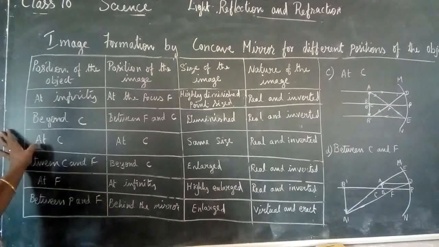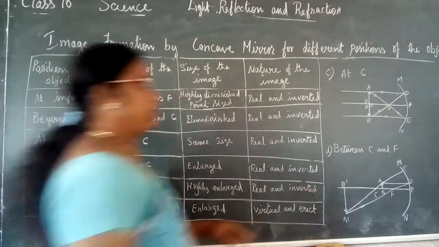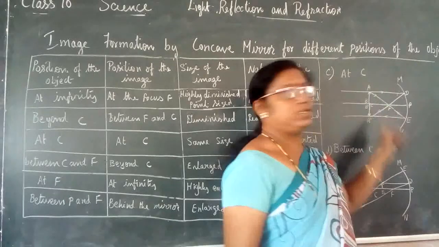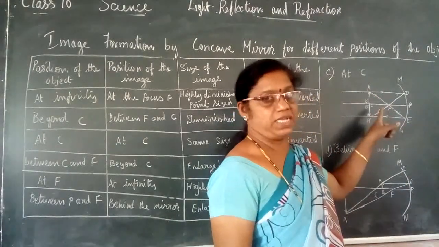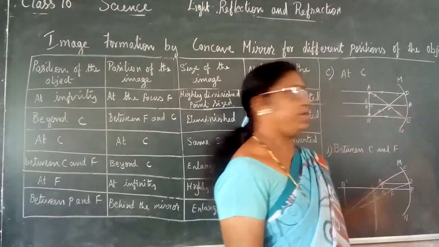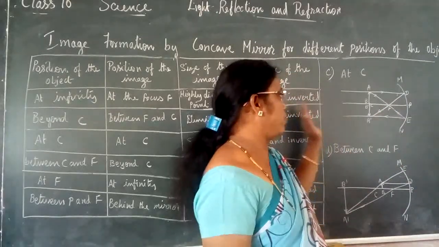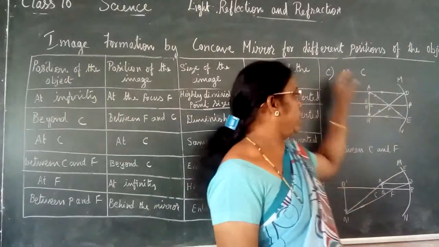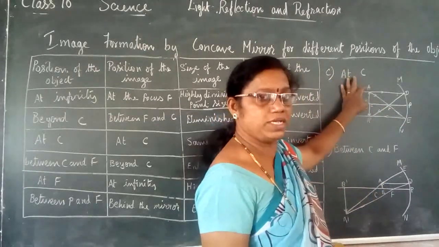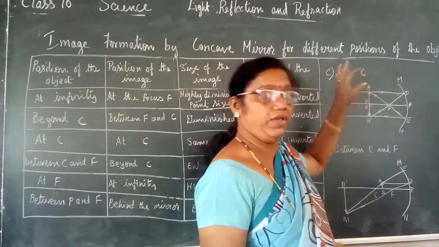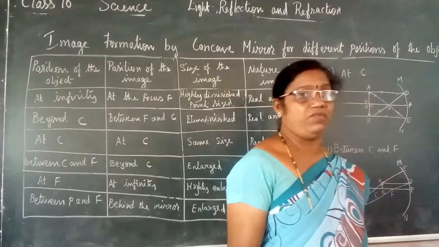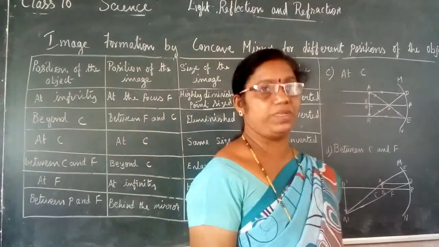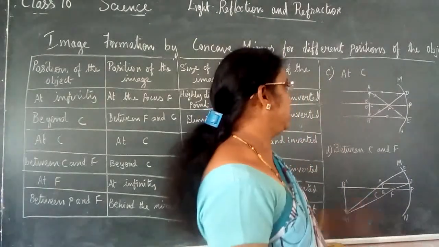According to the third case, the object is kept at C. Here, the object AB is kept at C, the center of curvature of the mirror. So, we have brought it still closer and the object is kept on the center of curvature. So, if the object is kept at the center of curvature, let us see where the image forms and what will be the nature of the image formed.